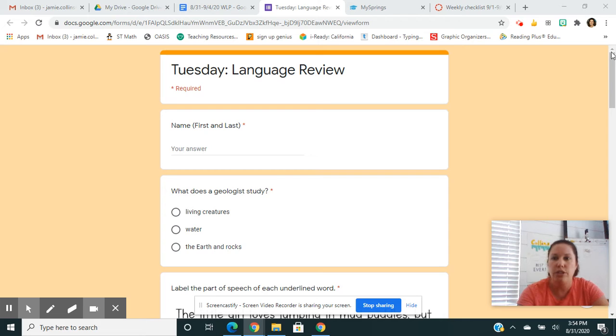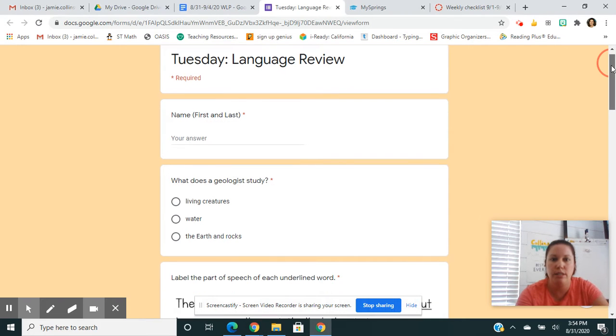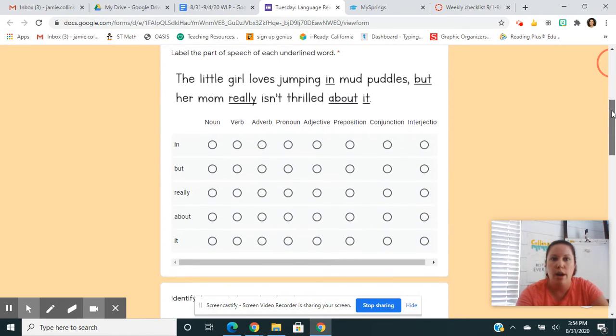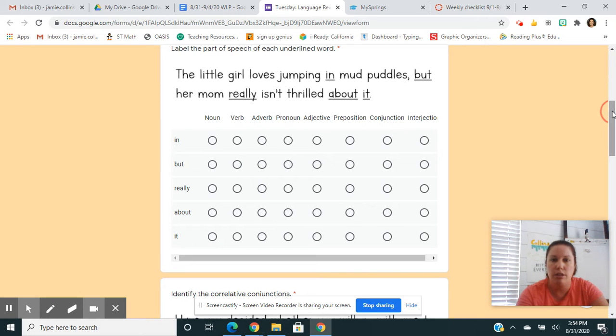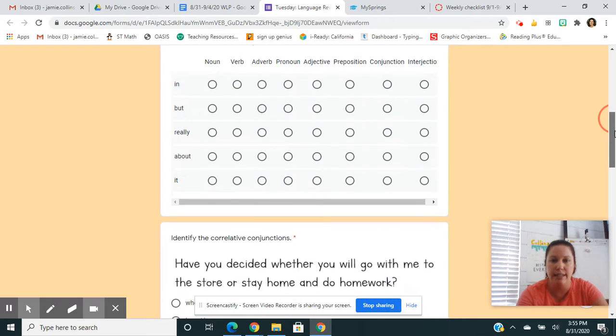So there's several questions here if we go through it. What does a geologist study? And then the parts of speech that are underlined, so in, but, really, about, it. What are these words? Are they nouns, verbs, adverbs, pronouns? Make your best educated guess.